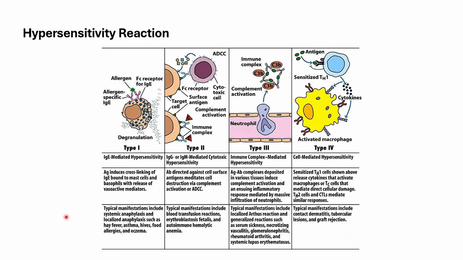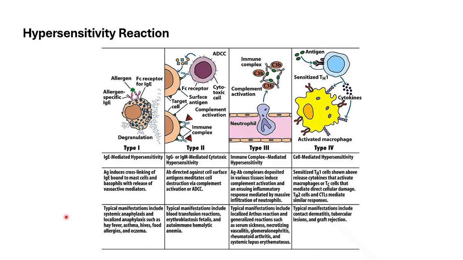Type 3 hypersensitivity occurs when antigen-antibody complexes form in the circulation and they start to deposit in tissue and in vessels. When this happens in excess, the complement system becomes activated and induces inflammation. So this happens in diseases like systemic lupus or rheumatoid arthritis.